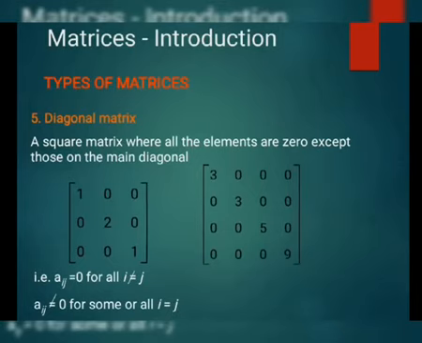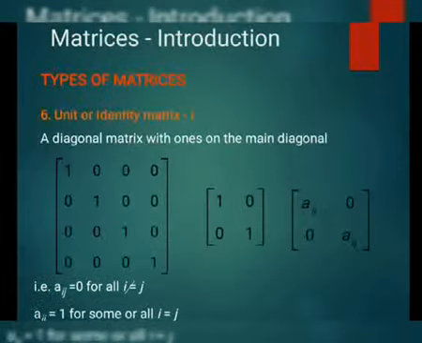After that, the next type of matrix is the unit matrix. The unit matrix is again an important type of matrix in which the diagonal is always 1 and all the other elements are 0.